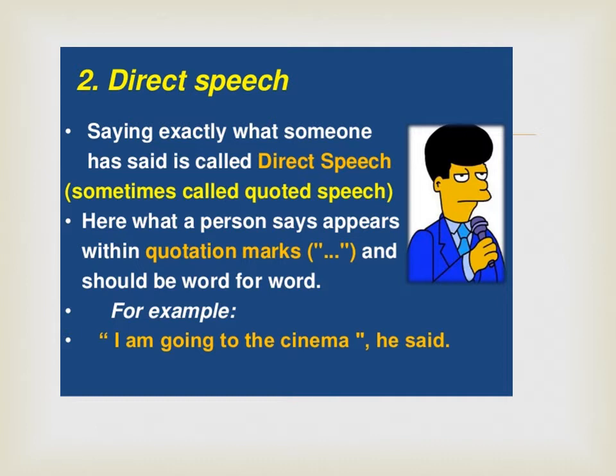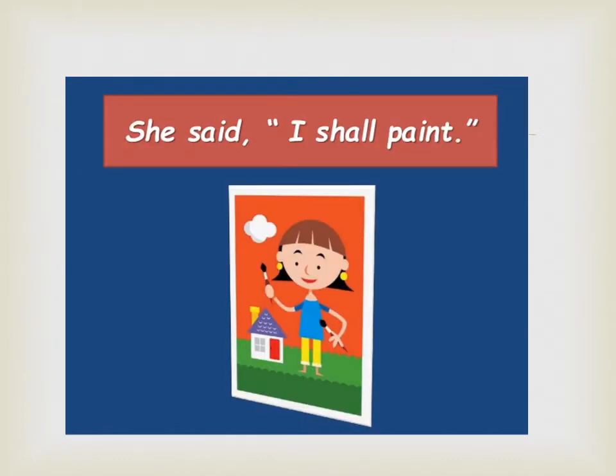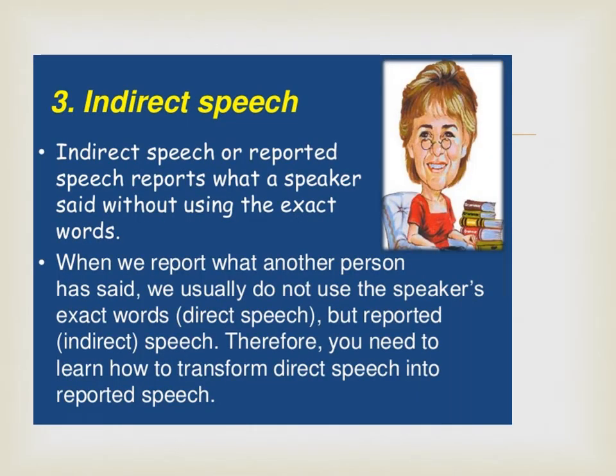For example, "I am going to the cinema," he said. He said, "I am playing." She said, "I shall paint." Now, here I have given you some more examples, children. "I have caught 3 fish. The train will leave in 10 minutes. I'm a clever girl. I know this type of angle. I love ice cream."